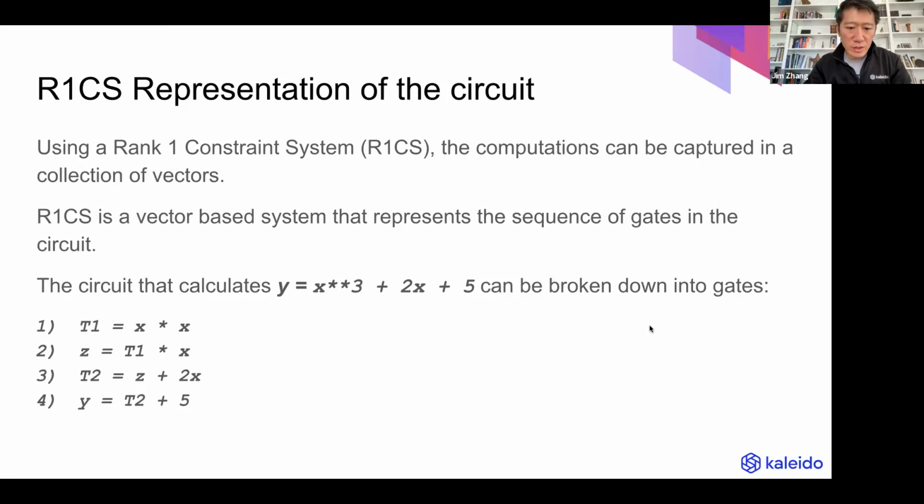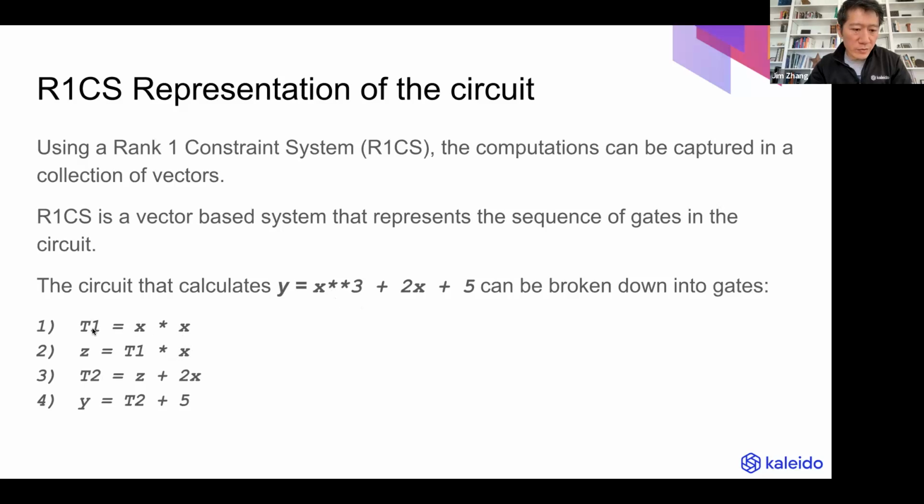So again, let's use an example. Y equals x raised to the power of 3 plus 2x plus 5. The way we do the calculation is in 4 steps. First, remember there's no exponential operator in the circuits. There's only multiplication. So x raised to the power of 3 has to be done in 2 steps. The first one is x multiply x. The second step is multiply x again.